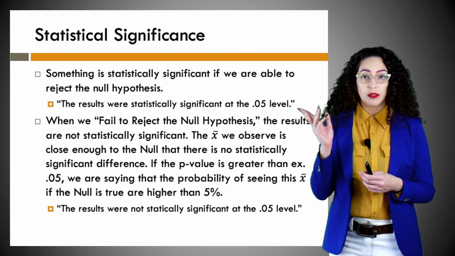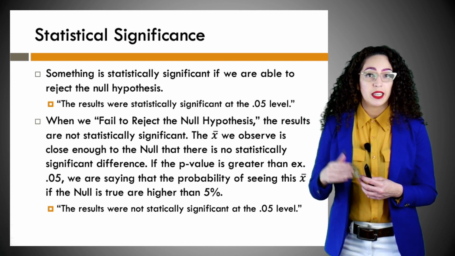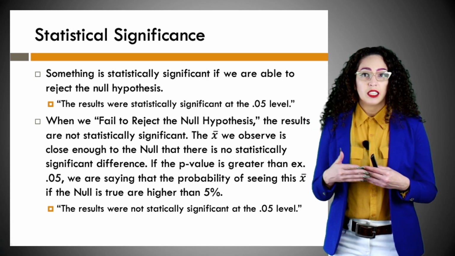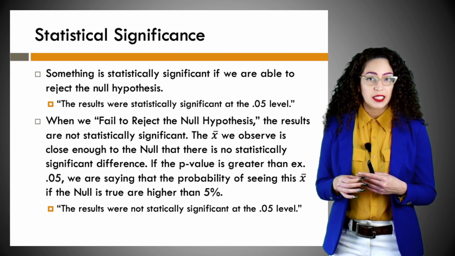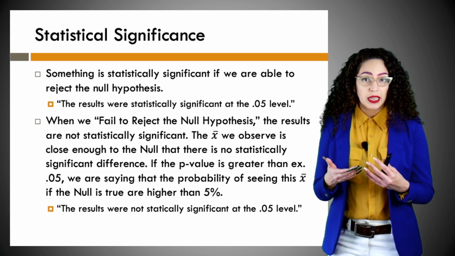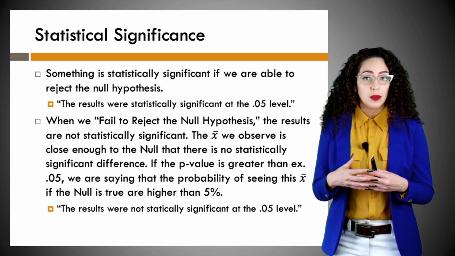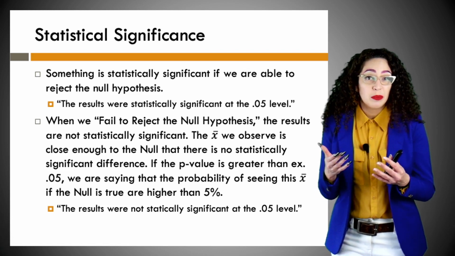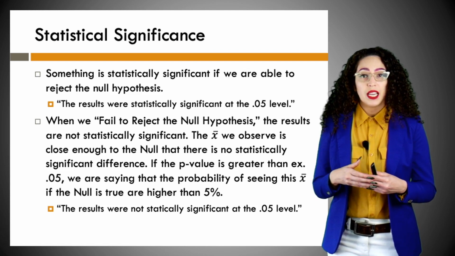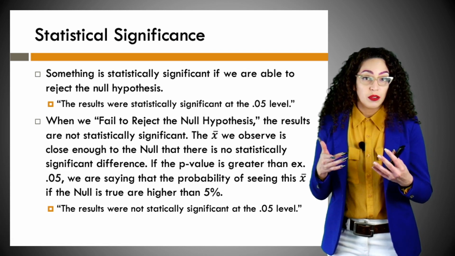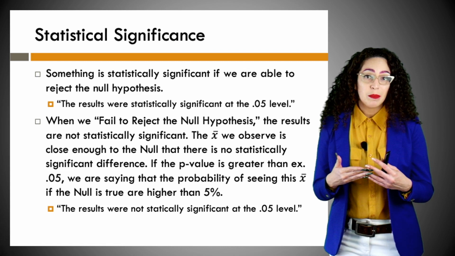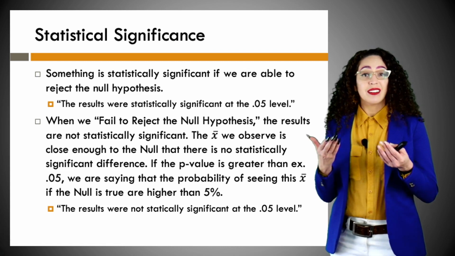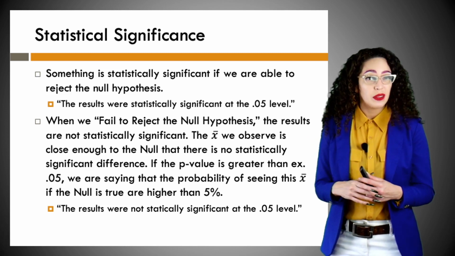You might have seen or read before, the results were statistically significant at the 0.05 level. When we fail to reject the null hypothesis, the results are not statistically significant. The x bar, or that mean that we observe, is close enough to the null that there is no statistically significant difference. Basically, it's a reasonable value under the null world. If the p-value is greater than 0.05, for example, we are saying the probability of seeing this x bar, this mean, if the null were true, is higher than 5%, and we don't want to go that much higher.